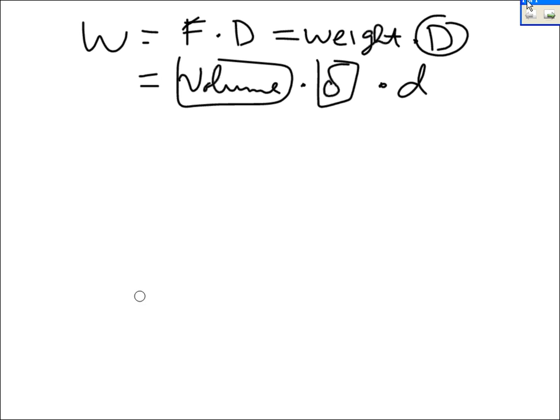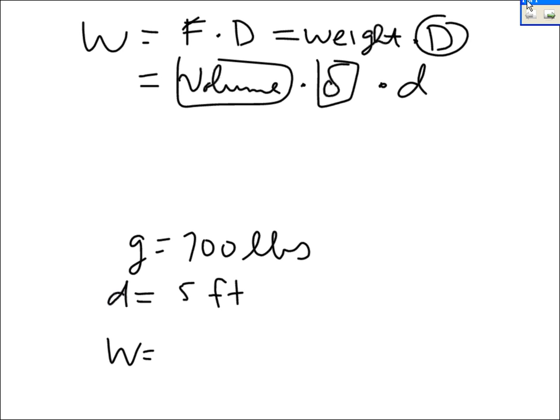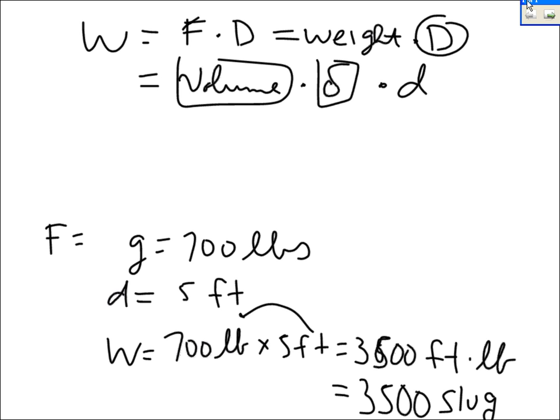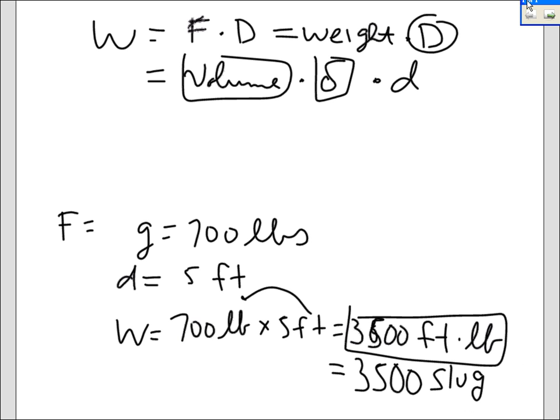Of course, if you are given a problem like this, the weight is 700 pounds, and the distance you want to move it is 5 feet. Well, then the work is the force, which is the weight, times the distance, and you have 3,500. Pound times foot is foot-pound. And if I remember my physics right, and if I'm wrong, I'm sorry, a foot-pound is called a slug. But it's definitely, the work is 3,500 foot-pounds.